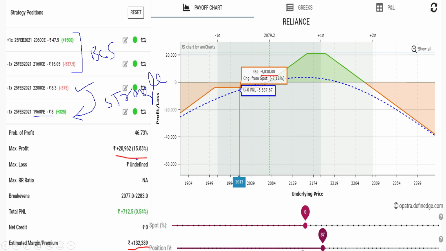Okay, now with this, what happened, our cost reduced from 6,000 to 4,000 rupees, and our profit went up to 21,000 rupees from 19,000 rupees. And these are the revised break-even levels: 2027 on downside and 2283 on upside. But this is the flat cost structure. Our actual break-even is even below 1970 level, and on upside this is our break even level. Got it? But our margin increased to 1,32,000.